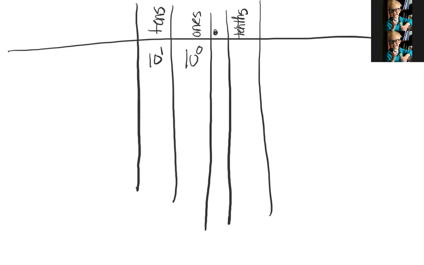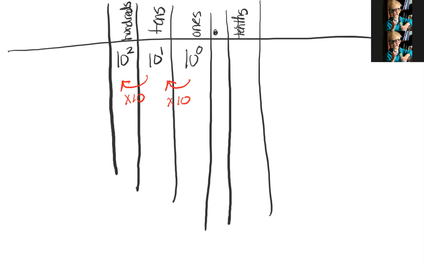What's next, right? What are we doing when we're moving this way? Times 10, times 10. So our hundreds is now times 10, or 10 to the second power. And we keep moving up in these bundles of 10 infinitely to the right, right?